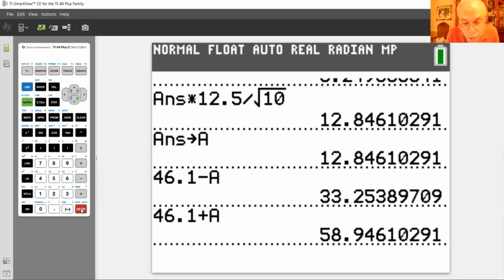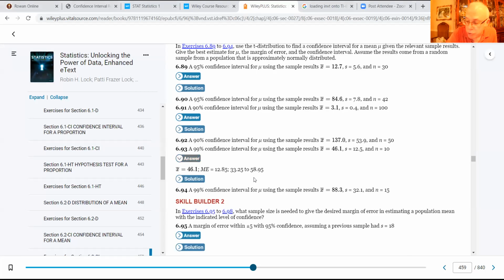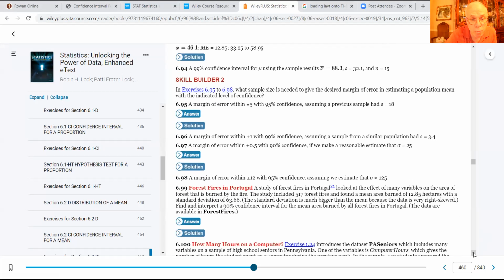Notice how wide the interval is. That's because we wanted a 99% confidence interval. And if you remember, the larger the level of confidence, the wider the interval. So that's why the interval is so wide. Okay, that was one of the things I showed you in class. So let's go back to the book and double check to make sure the solution is right. There it is, 33.25. The rounding is 2 decimal places, 58.95. That's exactly what we did through the calculator. All right, so there you go. Easy, easy. Most of you should have no problem.